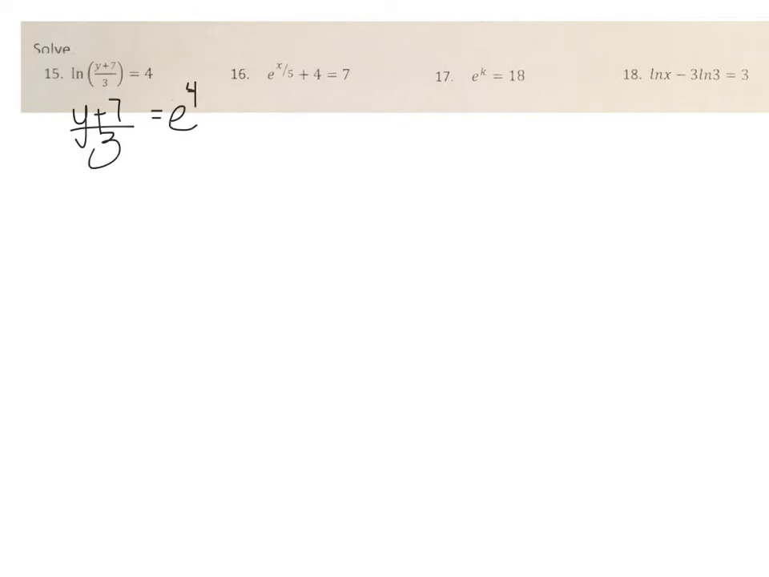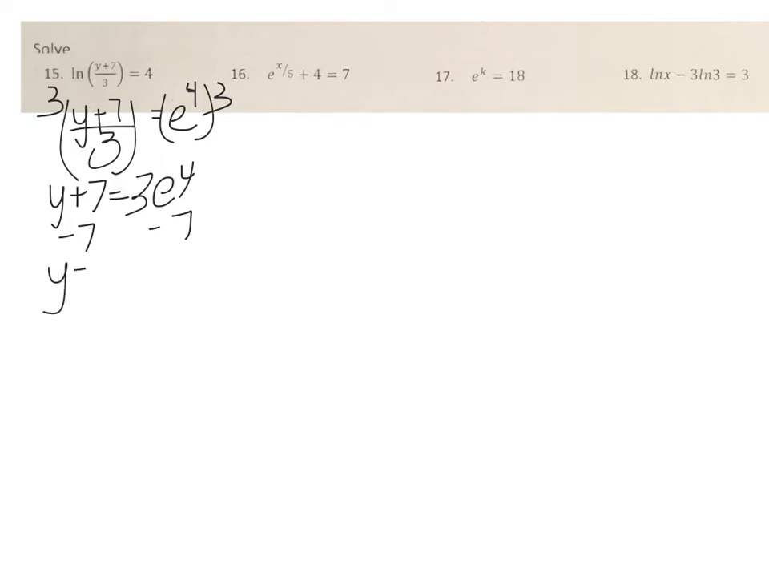I'm trying to stay consistent in keeping my variables on the same side of the equal sign. Now we'll times by 3. So we get y plus 7 equals 3e to the 4th, and minus 7. Y equals 3e to the 4th minus 7. So if this is on the no calculator portion, it shouldn't deter you from doing the log problems. But if it's on the calculator portion, you can plug it in and round to the nearest hundredth.